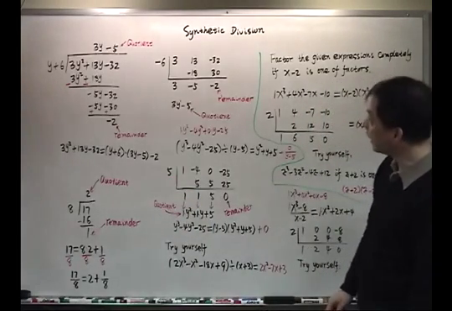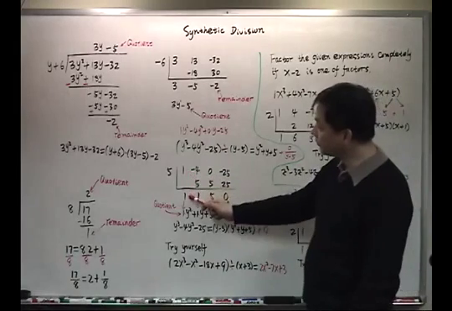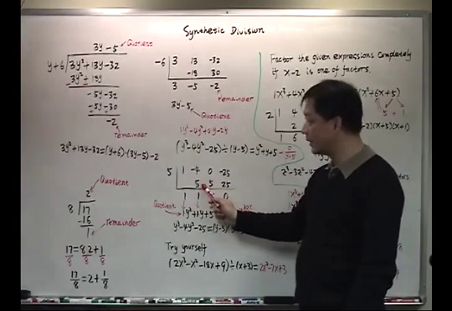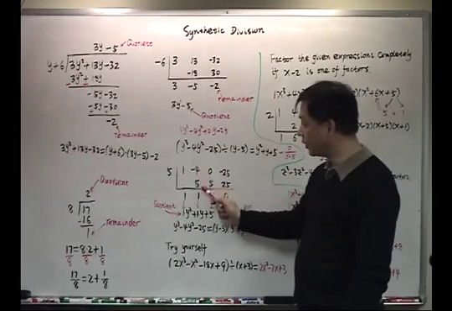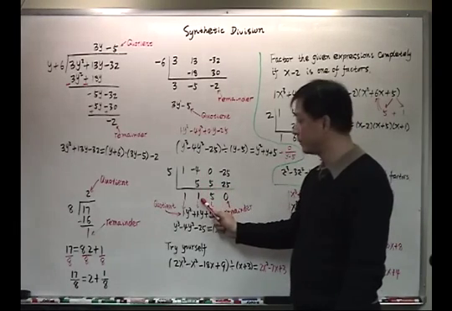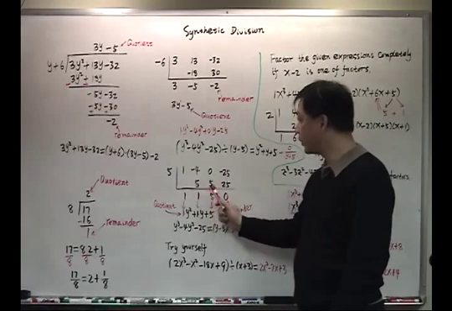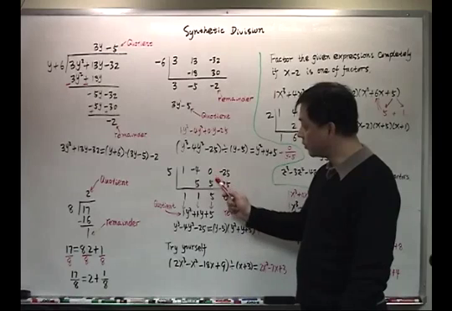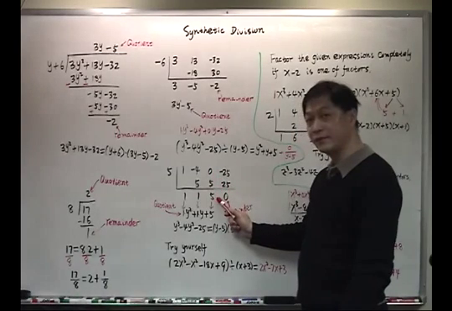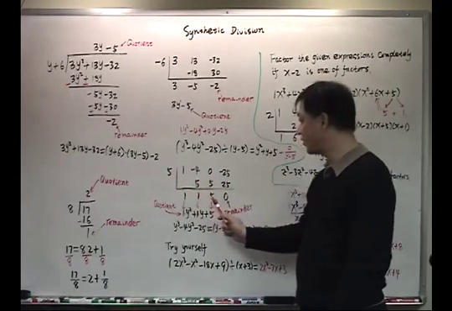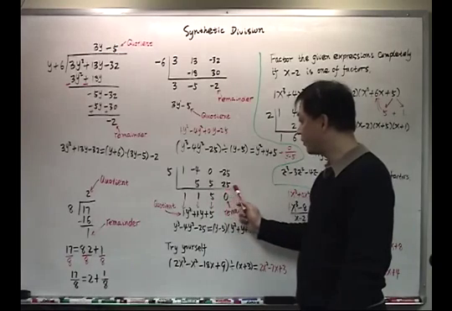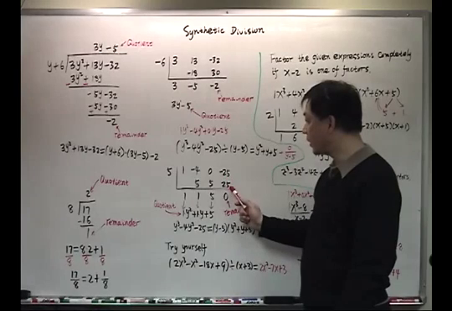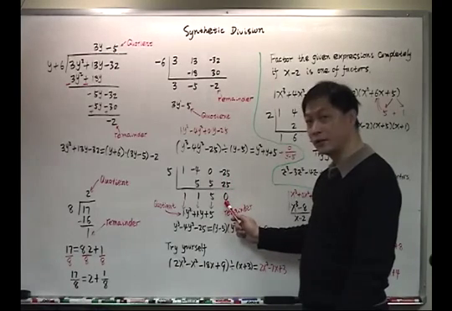Okay? Now, bring 1 down. 5 times 1, you have a 5. Add negative 4, you have a 1. 5 times 1, you have a 5 product here. Add 0, you still have a 5. And 5 times 5, you have a 25 product. Add negative 25 and 25, you have a 0.